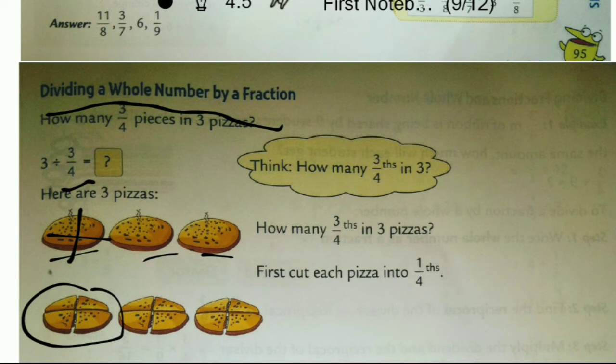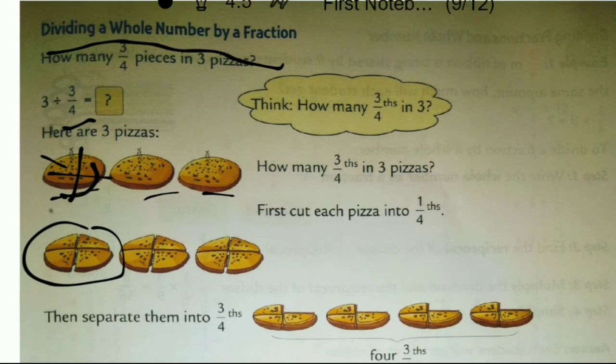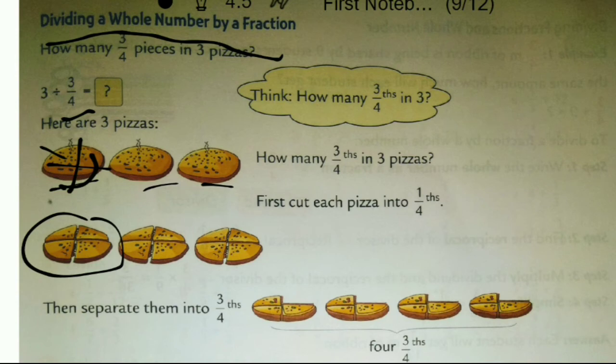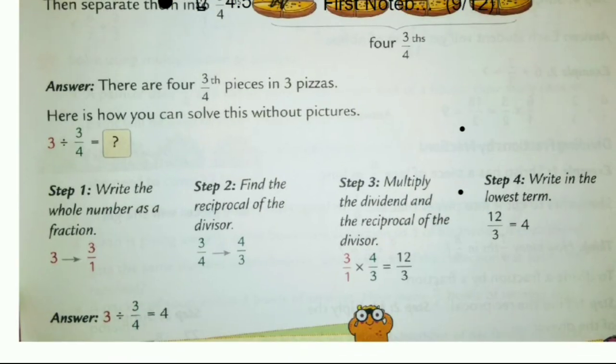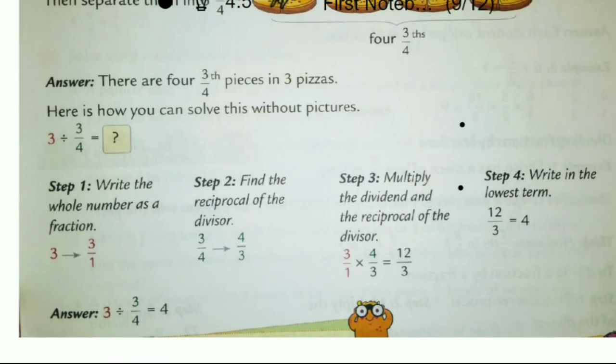Why? Because the denominator we are having is 4. So the 3 by 4 part is this one. So how much part is remaining? 1 by 4. That is known as a whole number by a fraction. So here one more question is given here: 3 divided by 3 by 4.